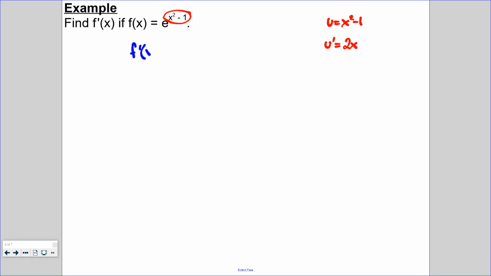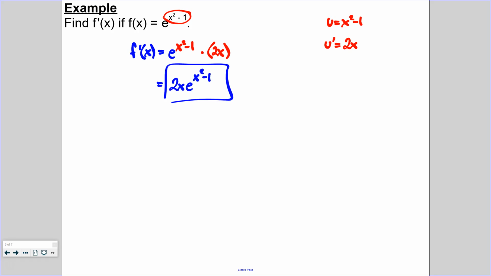Then we can come and we can take the derivative. So let's see. We want to take the derivative of the outside function first, so that is e, because the derivative of e is just e. Then we're going to put the inside function back on the inside, and then we're going to multiply by the derivative of the inside function, which we've already found to be 2x. And then we can simplify this to be 2x times e raised to the x squared minus 1 power. There we go. The derivative.